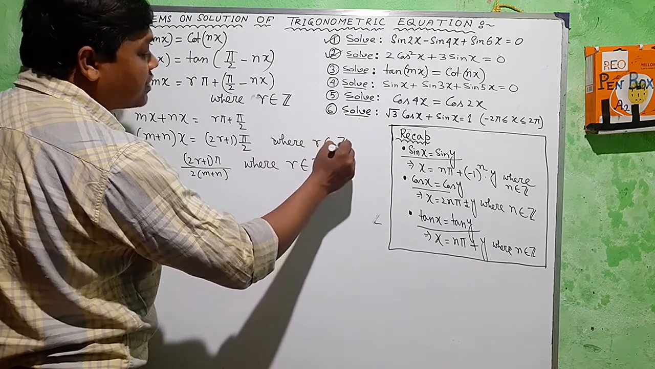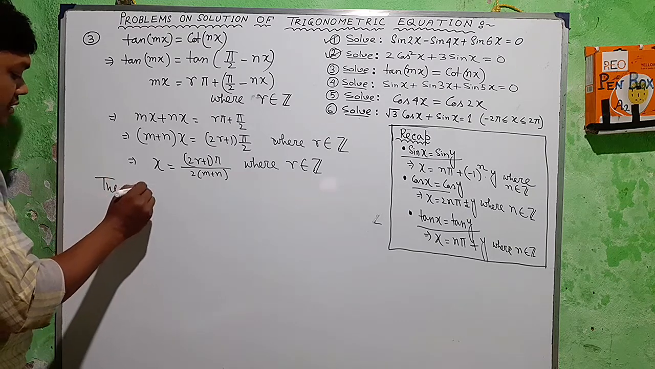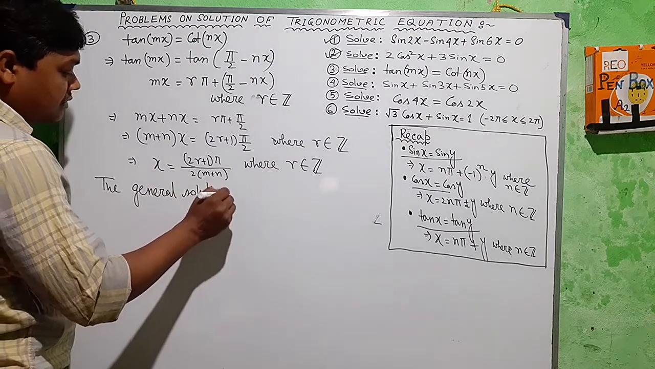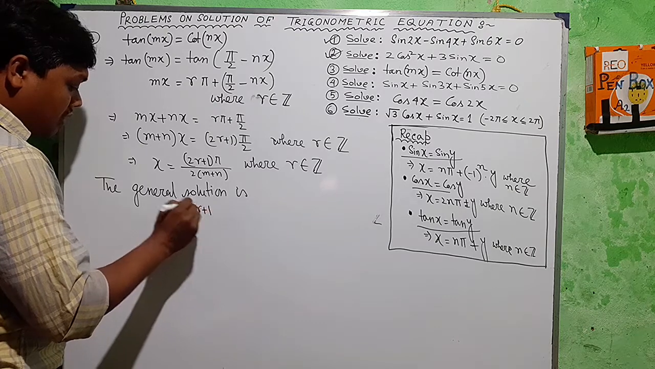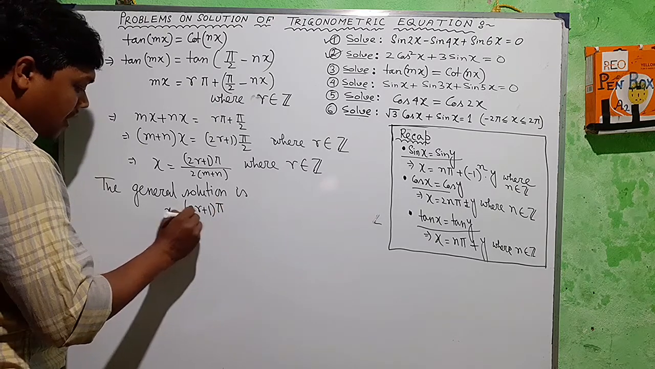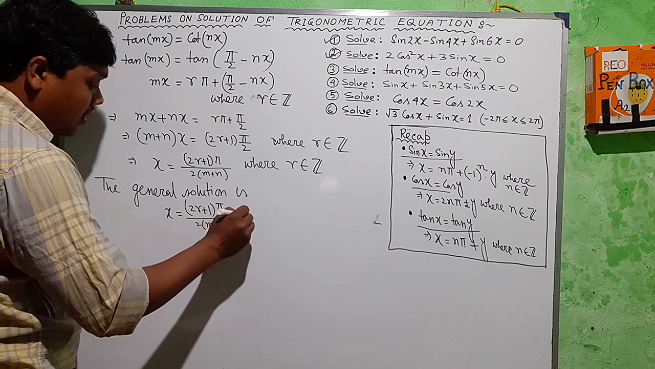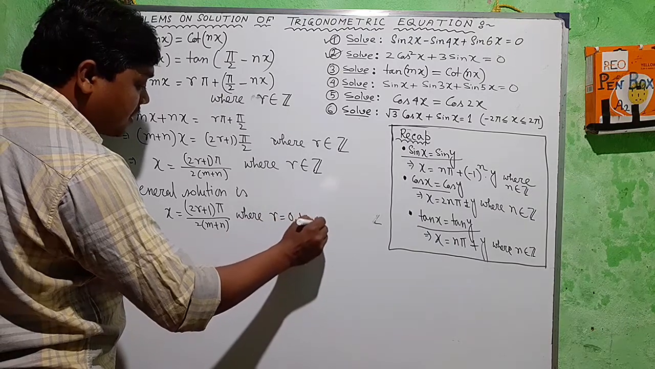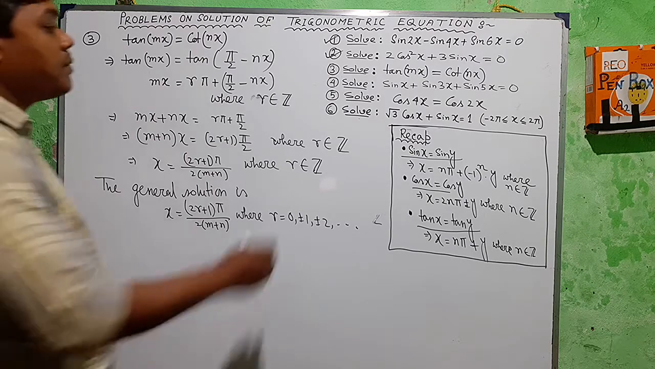R belongs to Z. That means the general solution is x equals (2r plus 1) into pi by 2 into (m plus n), where r takes the values 0, plus minus 1, plus minus 2 and so on. Okay, so we have already solved problem number 3.